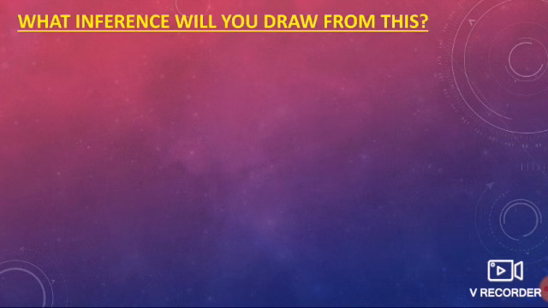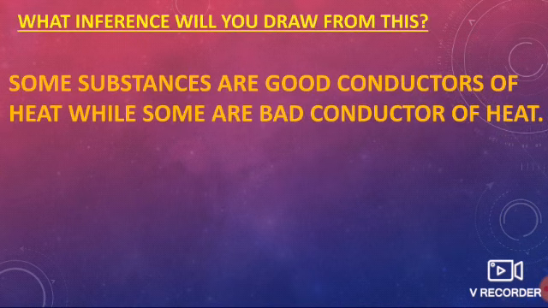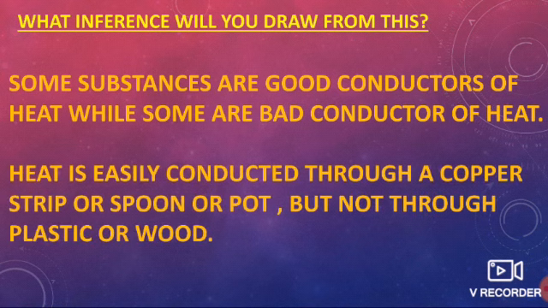Some substances are good conductors of heat, while some are bad conductors of heat. Now students, in conduction we learned that the pins on the copper bar fall faster than on aluminum and stainless steel. So it shows that copper is a good conductor of heat, where the transfer of heat is more as compared to others. So heat is easily conducted through a copper strip or a spoon or a pot, but not through plastic and wood. That you will see in the experiment.